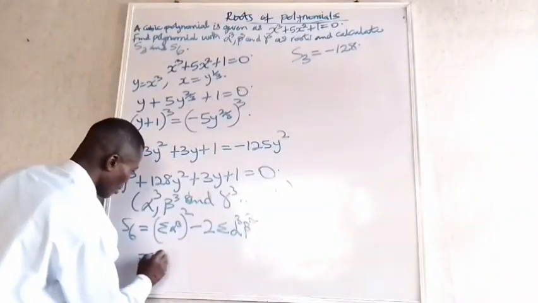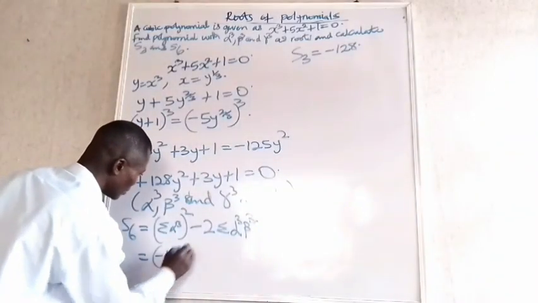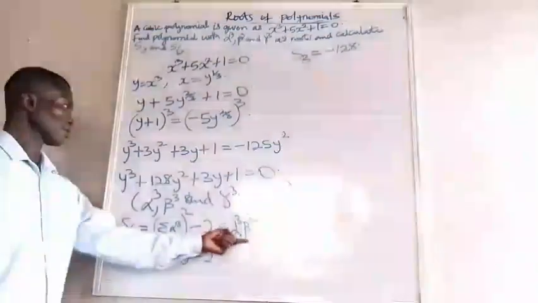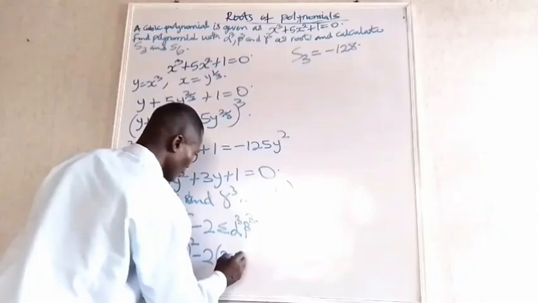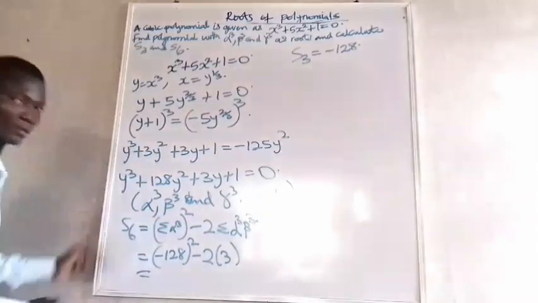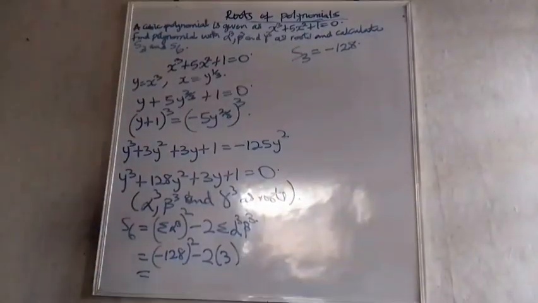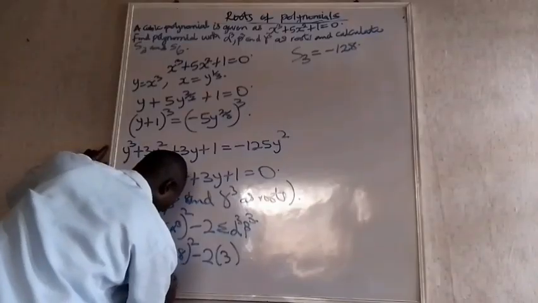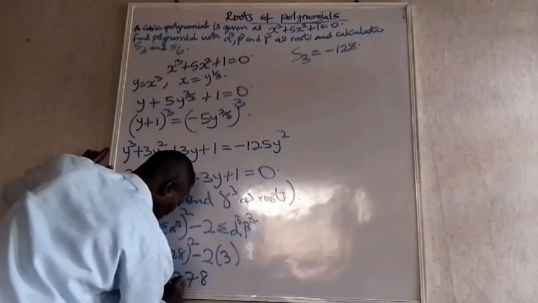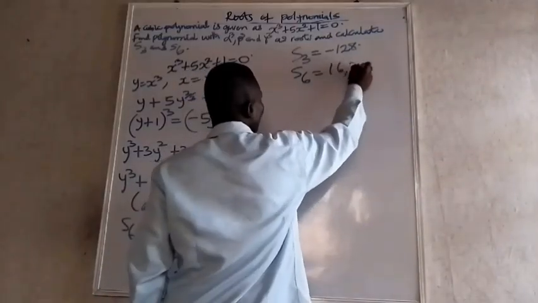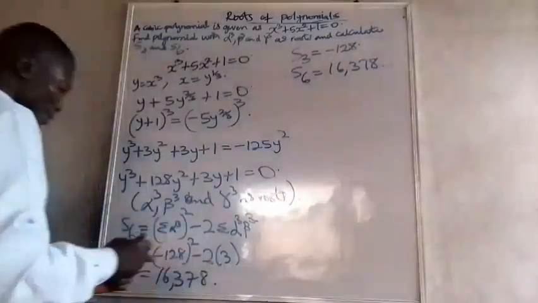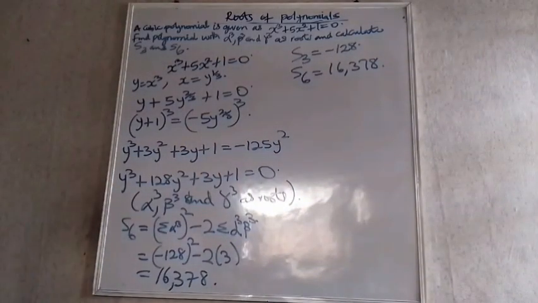It's going to be minus 128 squared minus 2 times, what is this one? Alpha beta. That is 3. And let's see what it is. And that is 16378. So S6 is 16378. So you can see the job is very easy and it is fun.